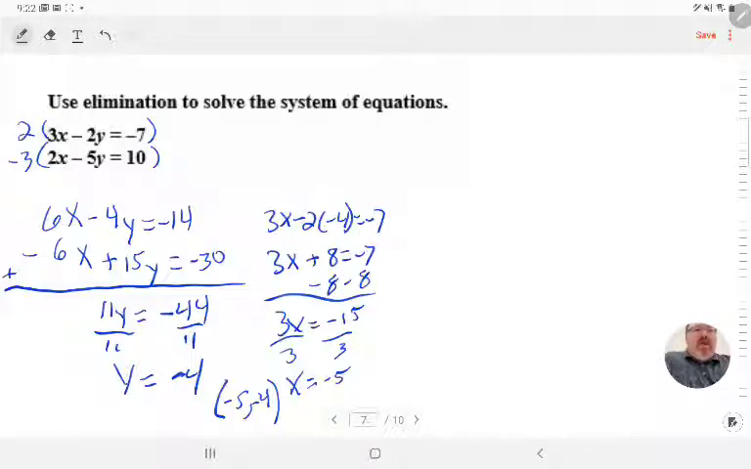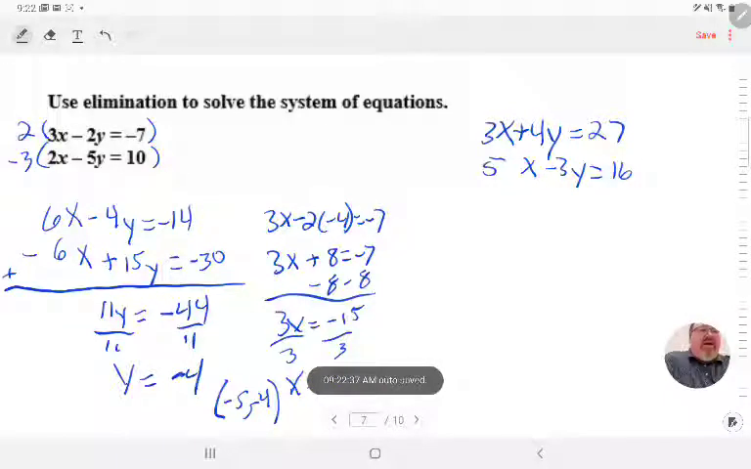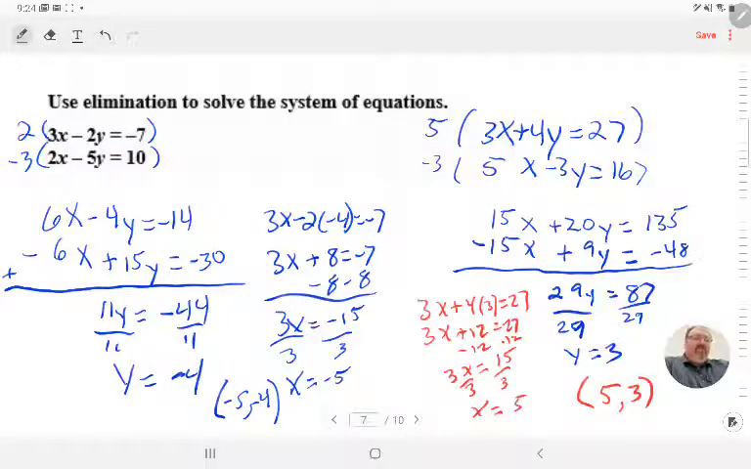Okay? Now I want you to try 3x plus 4y equals 27, and 5x minus 3y equals 16. So try that, come back and see how you did. All right, let's see how you did.